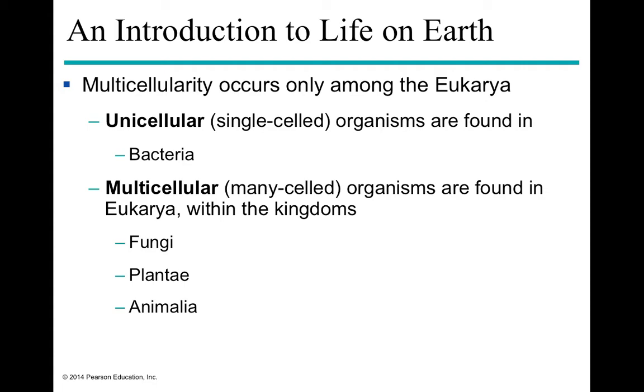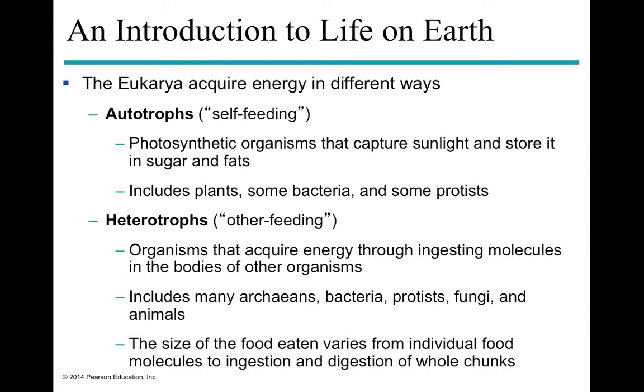All right, so I feel like I've hammered this home, guys, so this might be on the exam. Eukaryotes are going to acquire their energy in 2 different ways. One, they get it from the sun. That's autotroph, a self-feeding. That's all photosynthetic organisms, basically anything that's going to take energy from the sun and store it, generally in sugar, so in glucose molecules, but also in fats. This is going to include almost all plants, some bacteria, and some protists. And then heterotrophs mean other feeding, or organisms that get their energy from other sources by ingesting molecules from the bodies of other organisms. This is going to include archaea, bacteria, and then also fungi and animals.